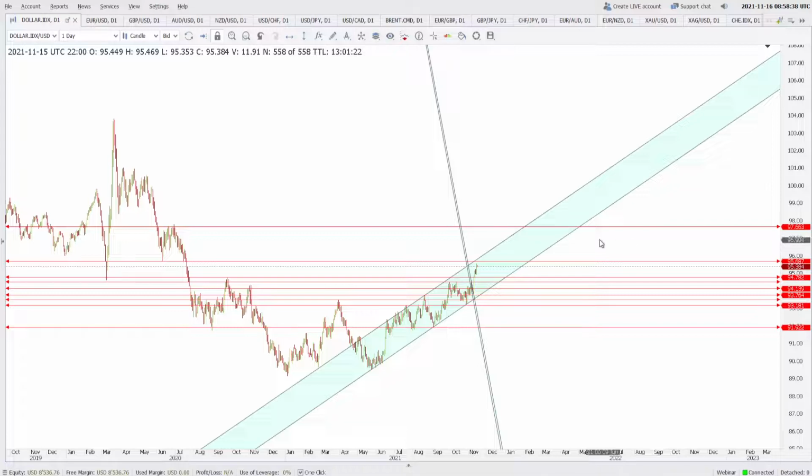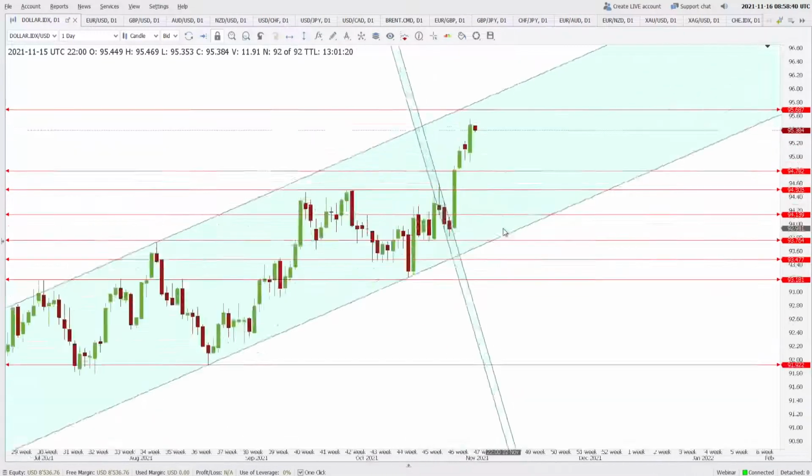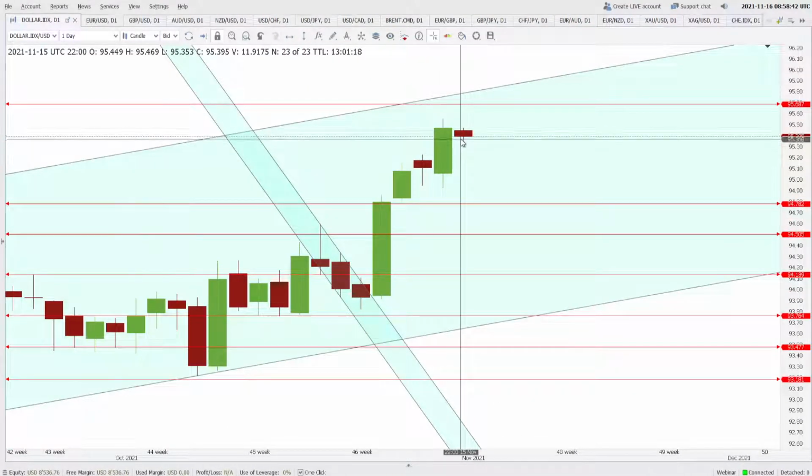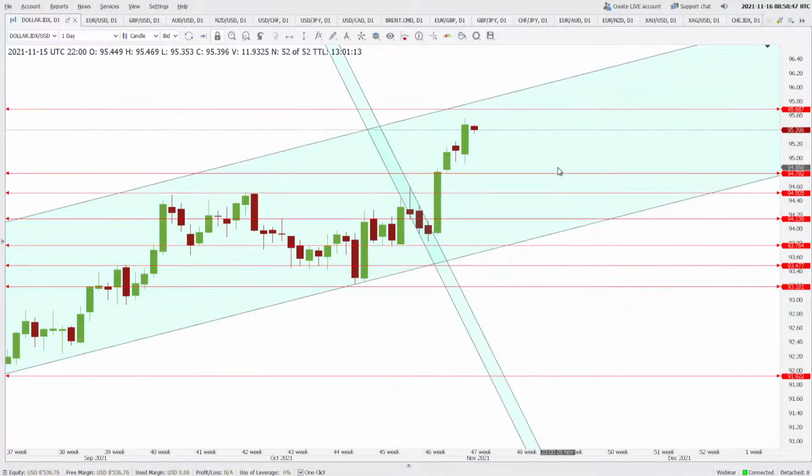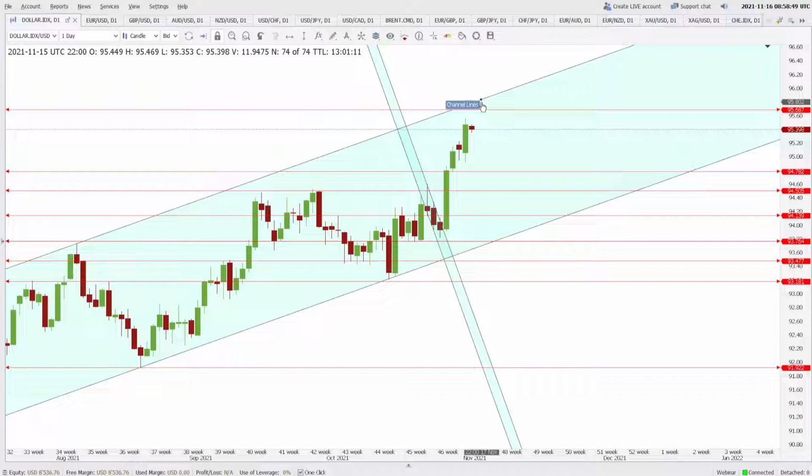So 95.68 is still far. There is still almost 30 points to that level, and I'm expecting that level to act as a resistance. On the downside, we have a support at 94.78 and thereafter 94.50. So these are the support and resistance levels. You do not want to short this market, of course, so you will be waiting for the trading opportunity near 94.78 in the long direction. That's all about the dollar index.